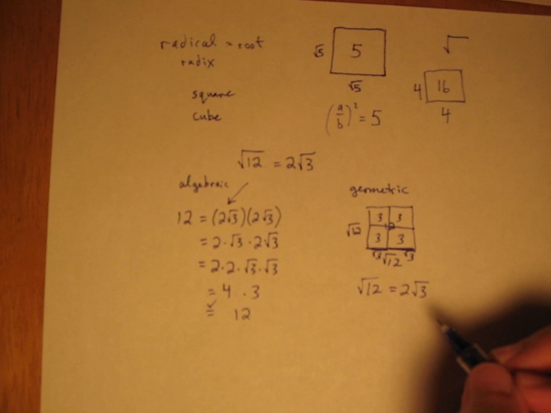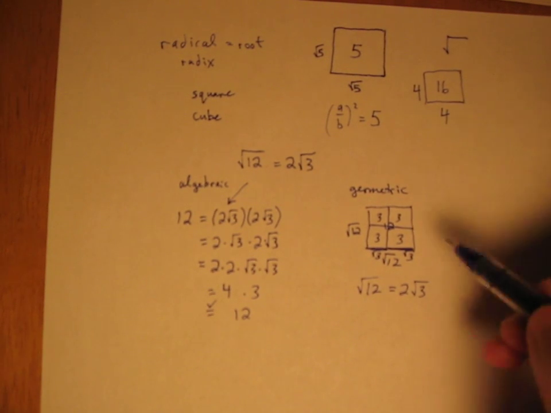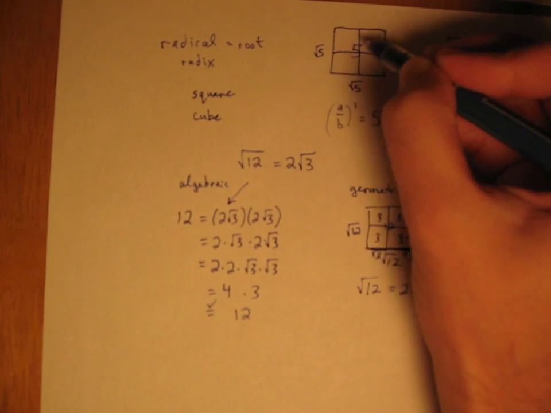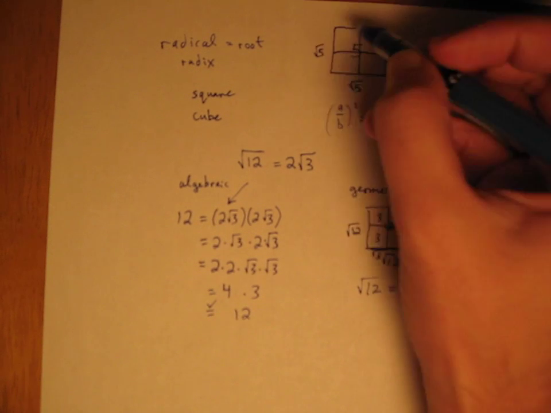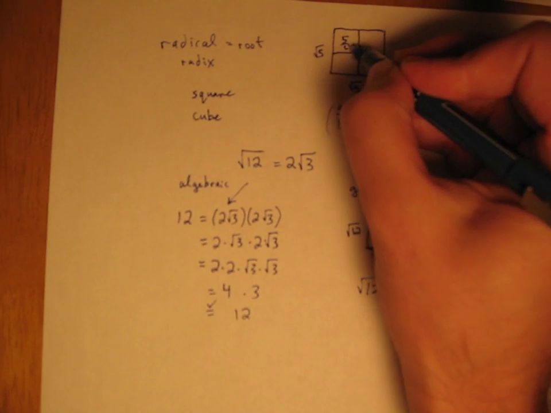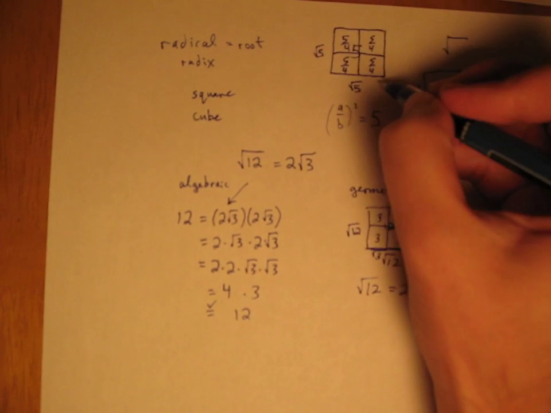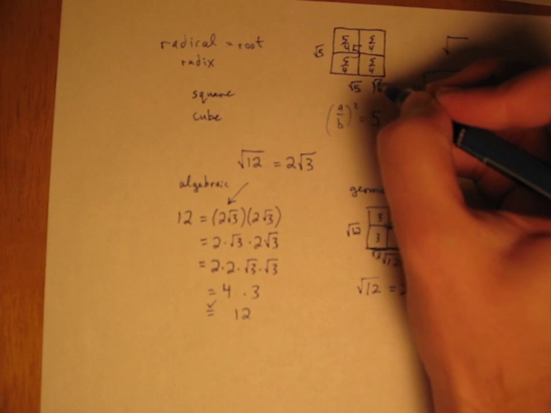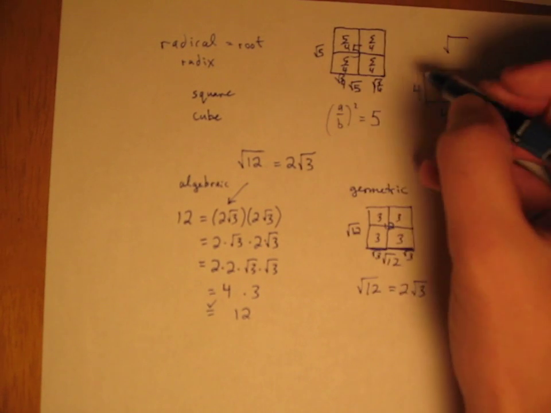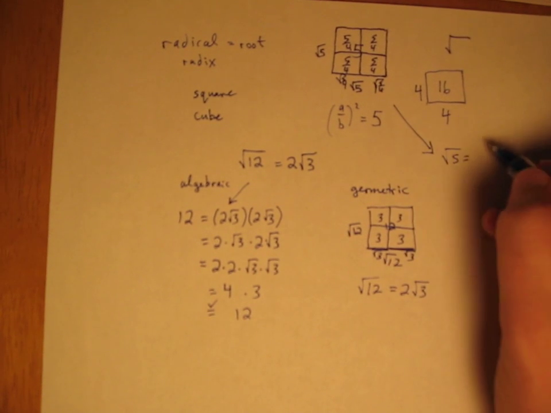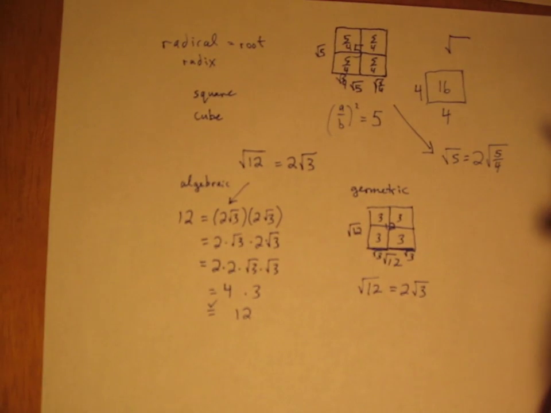Now what was it about 12 that allowed us to do this? If I tried doing the same song and dance up here with 5, if I tried chopping it up into 4 squares, well, each of these individually would be 5/4, clearly. So I guess it would be true that that's the square root of 5/4, and that's the square root of 5/4, and so the square root of 5 is equal to twice the square root of 5/4. I don't know if I would call that simpler.